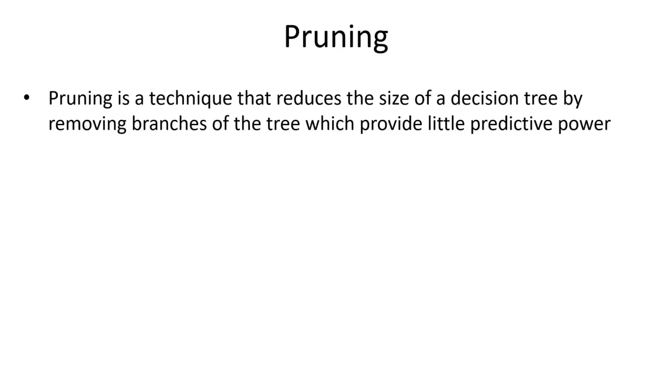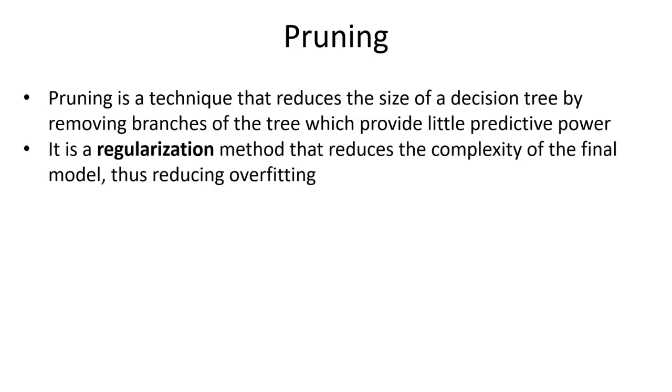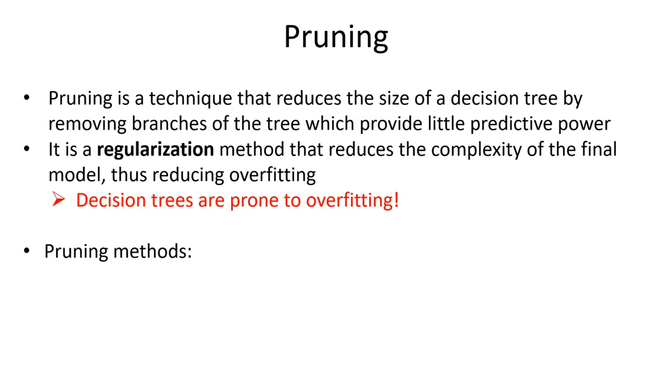Okay, so pruning is a technique which reduces the size of the decision tree by removing the branches of the tree which provide little predictive power. If there is low predictive power, which we sometimes call in statistics the F score, like if the F score is down, then just remove it, right? It is a regularization method that reduces the complexity of the final model, and thus reduces overfitting.